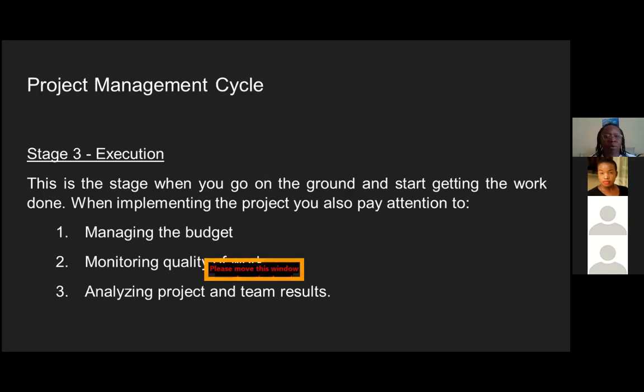When implementing the project, you also pay attention to managing the budget, monitoring the quality of the work, and analyzing project and team results. Very, very critical. In fact, in project management, and as you continue to interact with ADEM and the platform and the resources, budgeting is like an entire course done independently. Because if you get the budget wrong, there's a very, very high possibility that the project might not even get to the implementation phase.